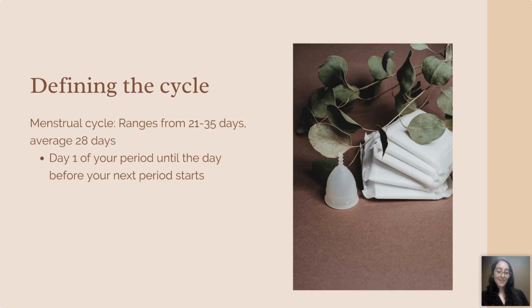And again, the average is 28 days, but it doesn't have to be 28 days. A 26-day cycle is totally normal. A 32-day cycle is totally normal in terms of the days. What's happening within those days can tell us even more information, and that's why I love cycle tracking and the Fertility Awareness Method.